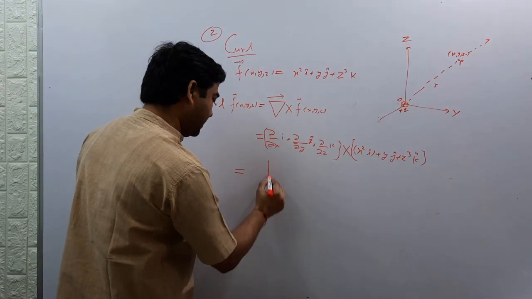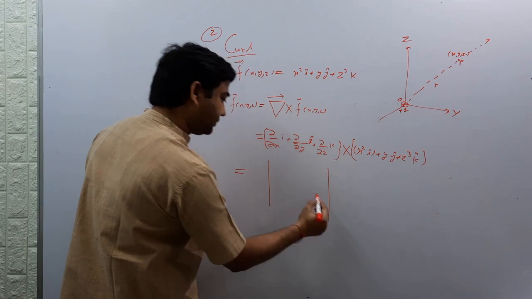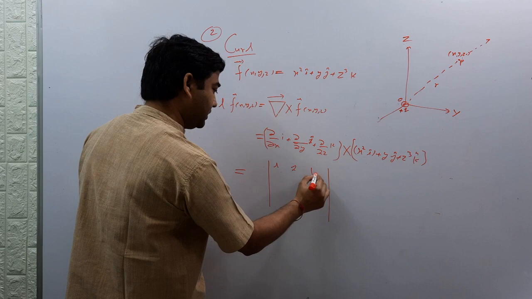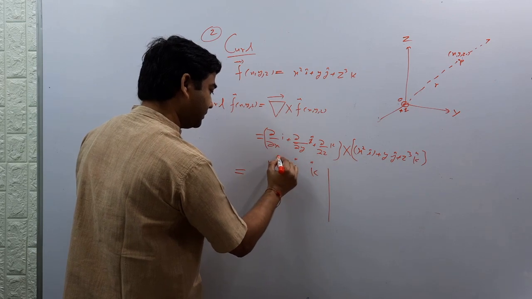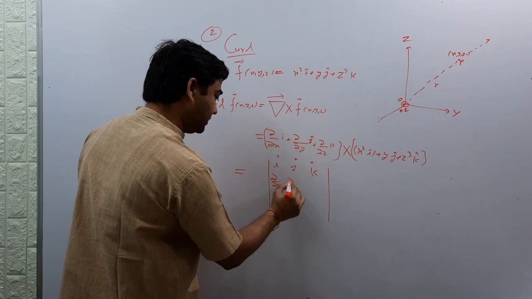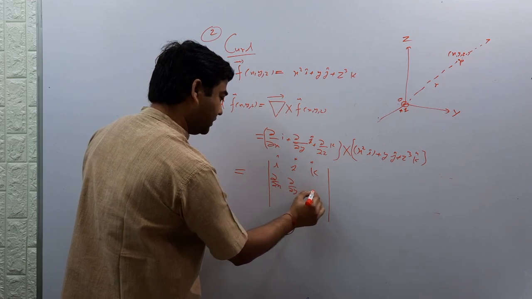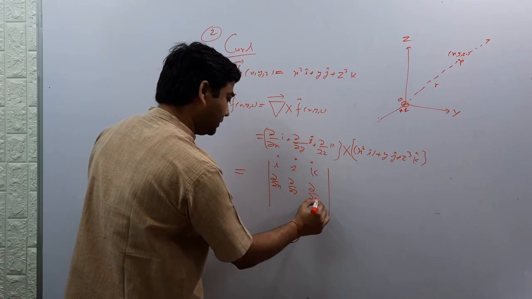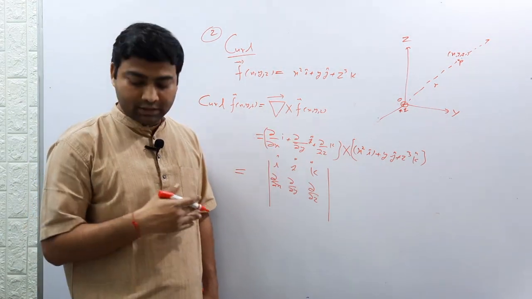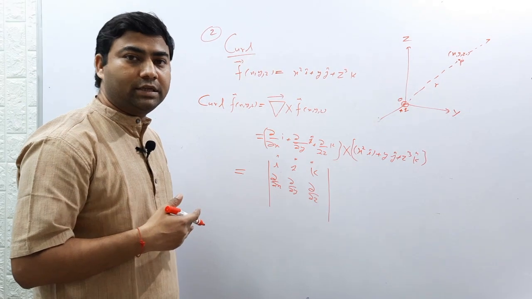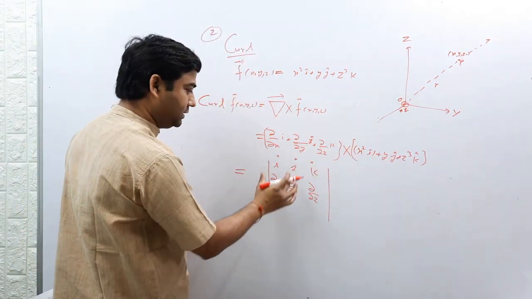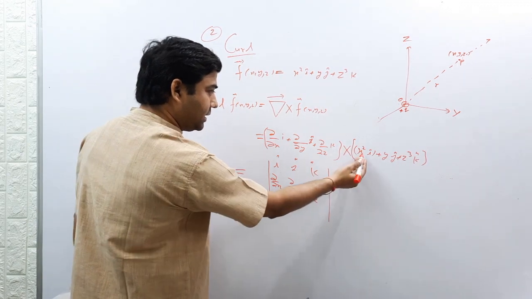This can be written as the determinant with rows i, j, k; del/del x, del/del y, del/del z. From the definition of cross product which we have discussed in the vector chapter, we can find the cross product of del and the vector field with this determinant.